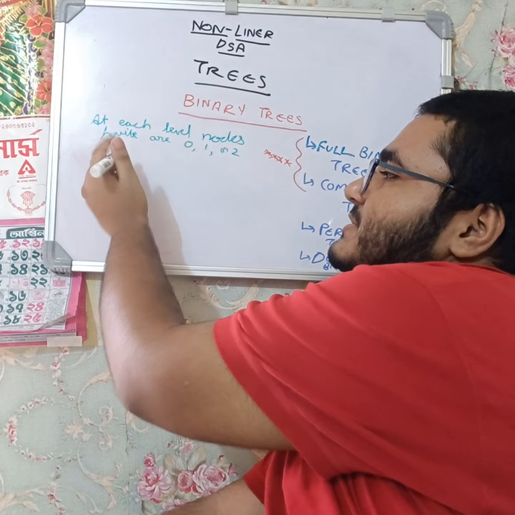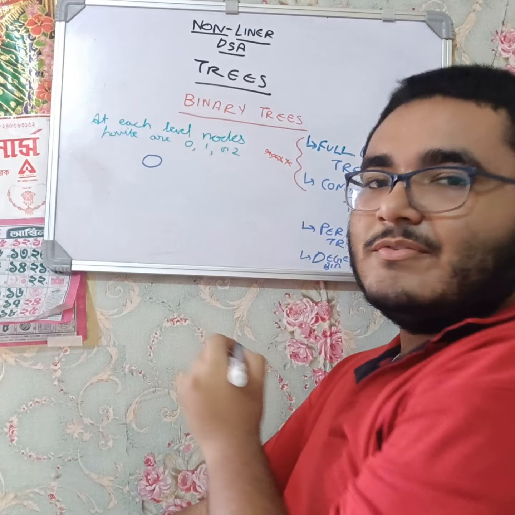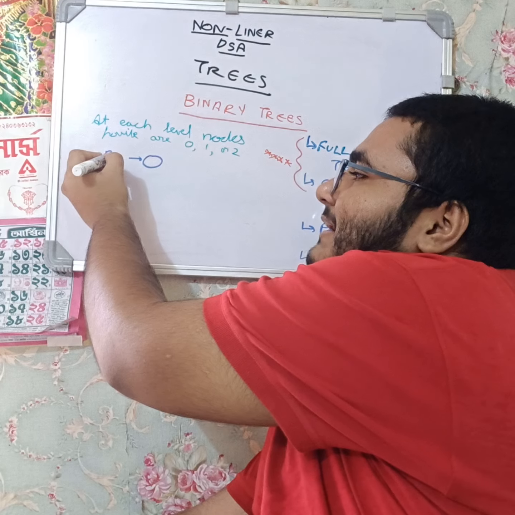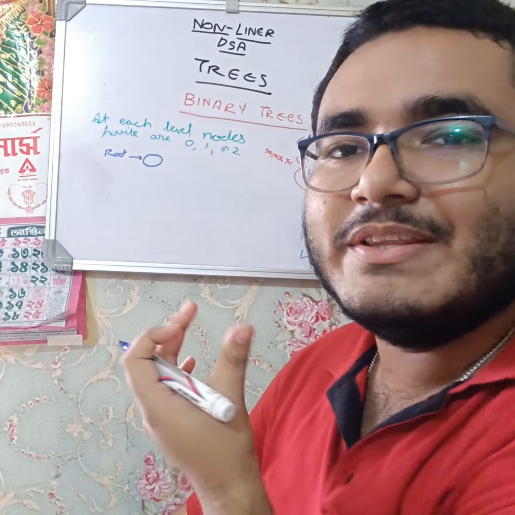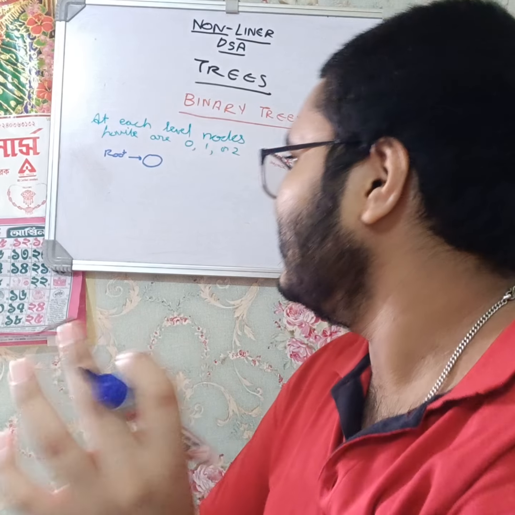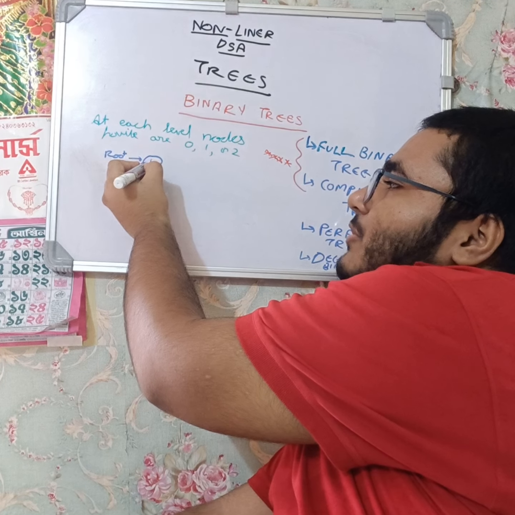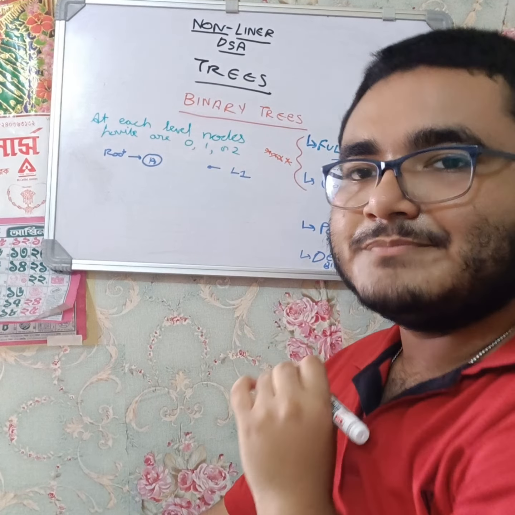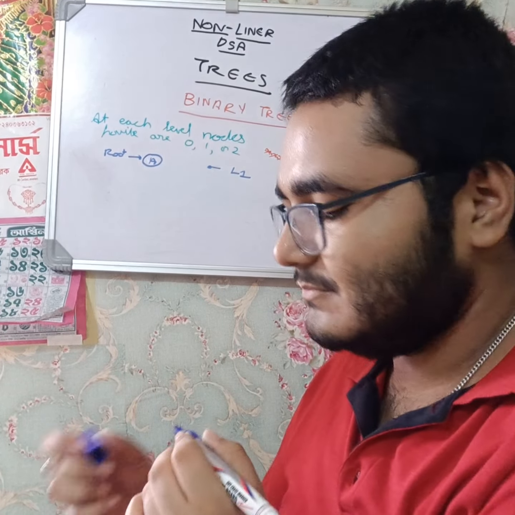suppose there is one root I have taken. A root node should obviously be there. If I am building a tree, there should be a root. Without a root there can be no tree. So if I have taken a root node, this comes under level 1. This is level 1.